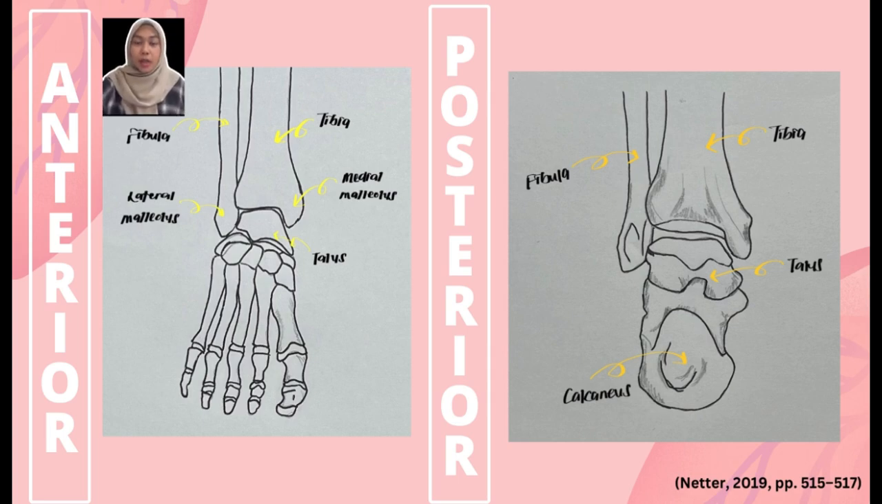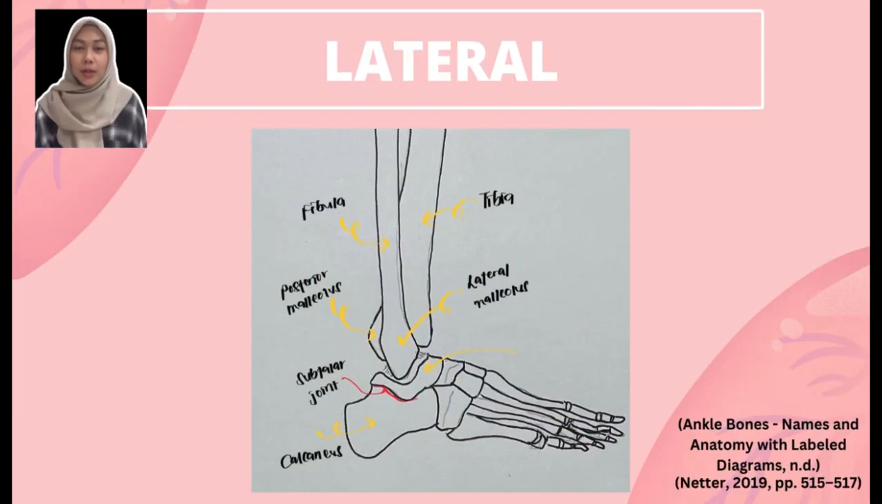The anatomical parts that can be seen in the posterior ankle include the distal tibia and fibula, the talus, and also the calcaneus. Next, the anatomy of the lateral ankle. We can see the distal tibia and fibula, the posterior and lateral malleolus, the talus, the subtalar joint, and the calcaneus.